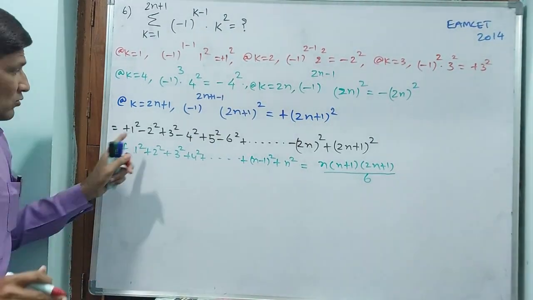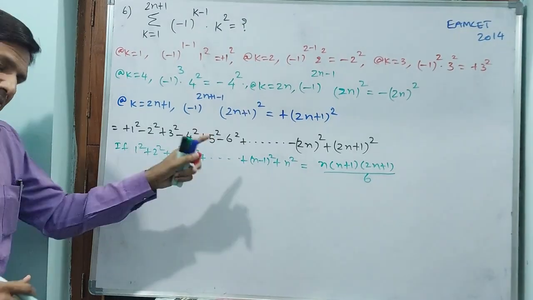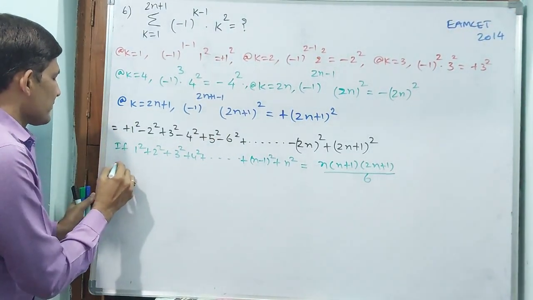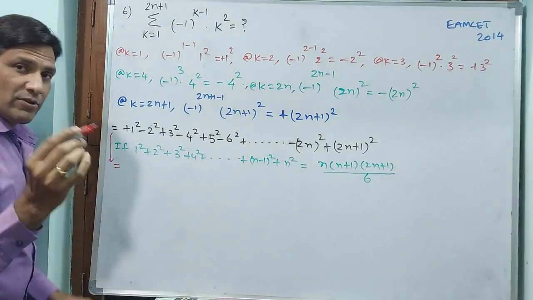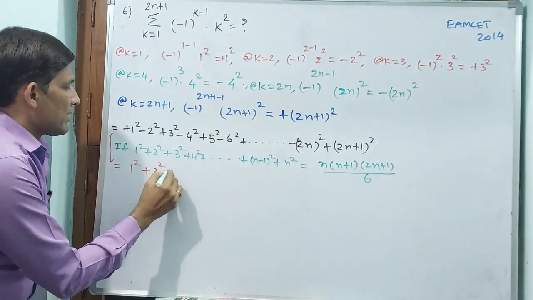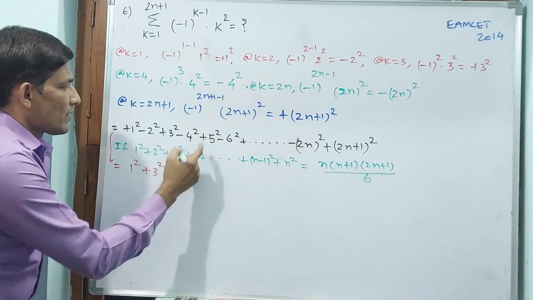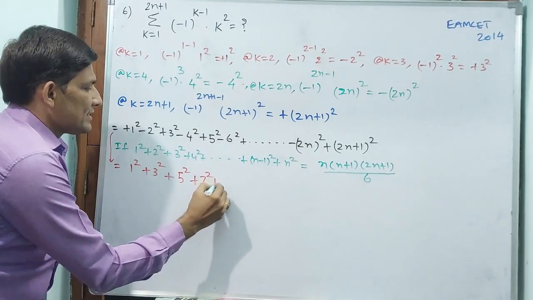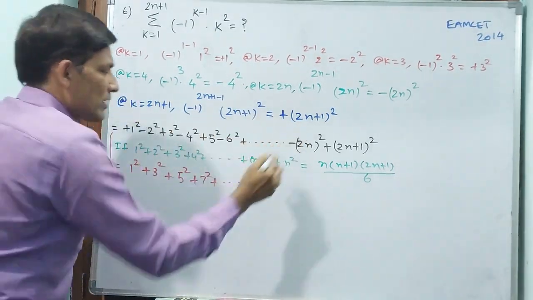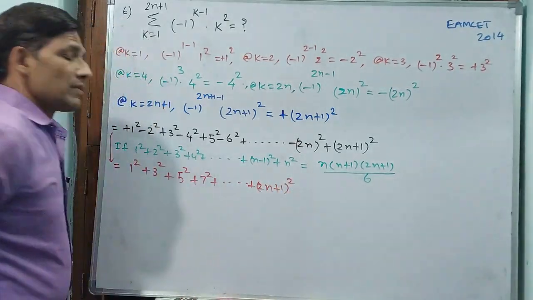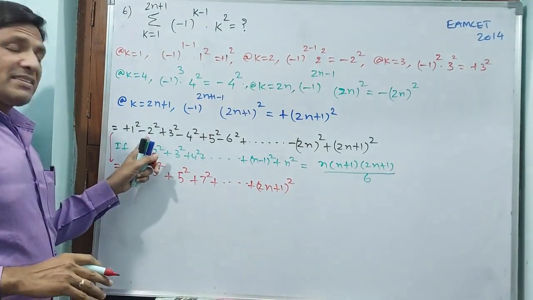Now I want to separate the plus and minus series. You see what I am doing, how I am writing this series. Plus means 1 squared, plus means 3 squared, plus means 5 squared, plus means 7 squared, like that, up to plus (2n plus 1) whole squared. Afterwards, minus is there.